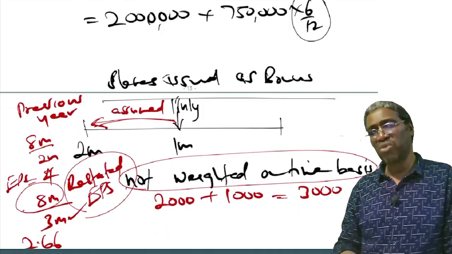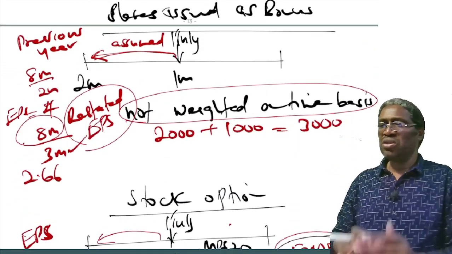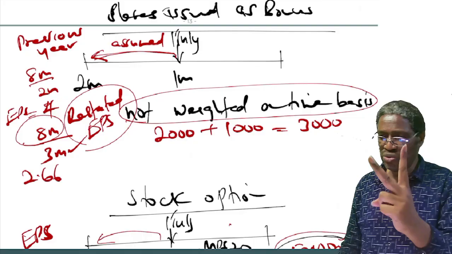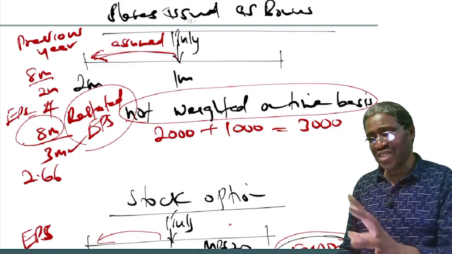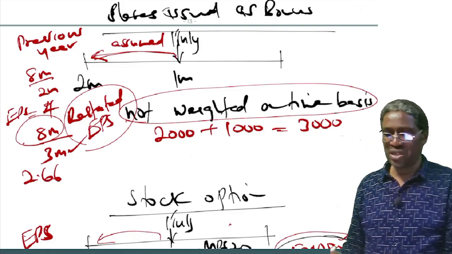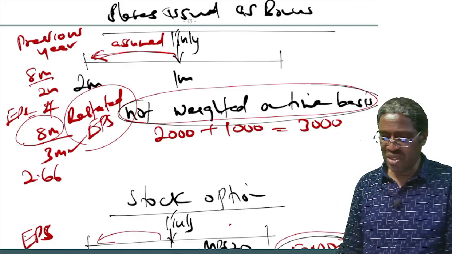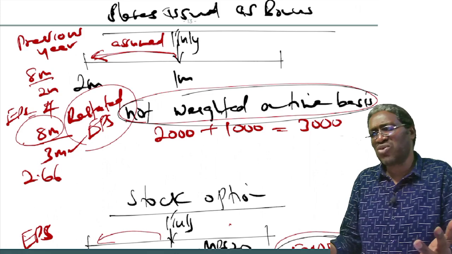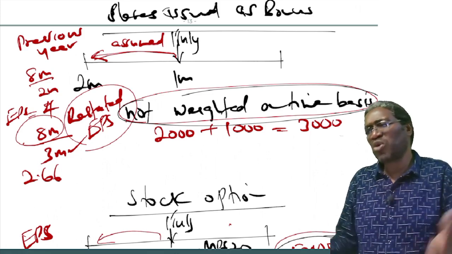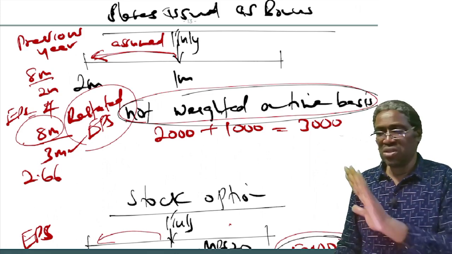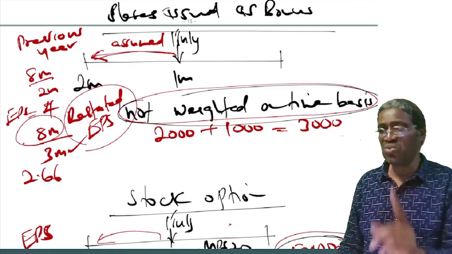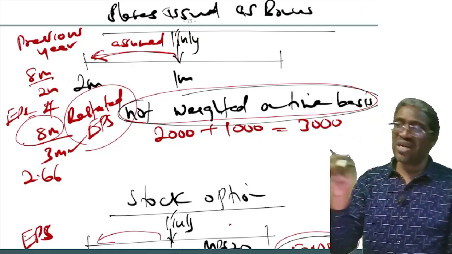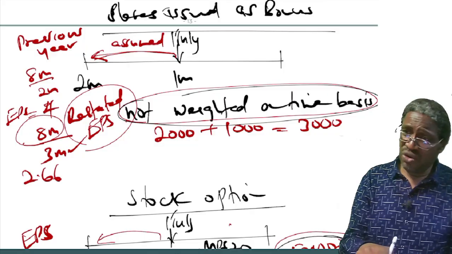From there we went to bonus, and I told you two rules for bonus. When shares are issued as bonus, one, never weighted on time basis. Reason, no money came in. So you can't tell them that your money financed me for 6 months, so I multiply by 6/12. No, they are never weighted. That was one rule. Why? Because they are assumed to be issued at the beginning of the year.